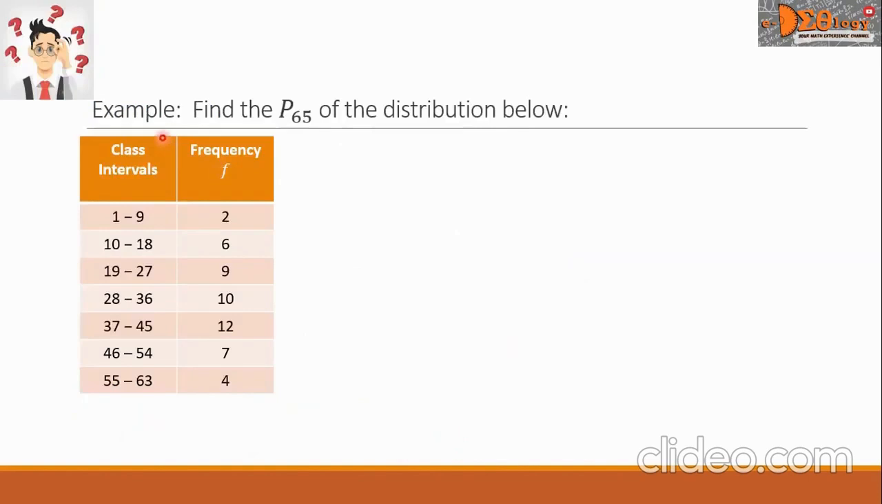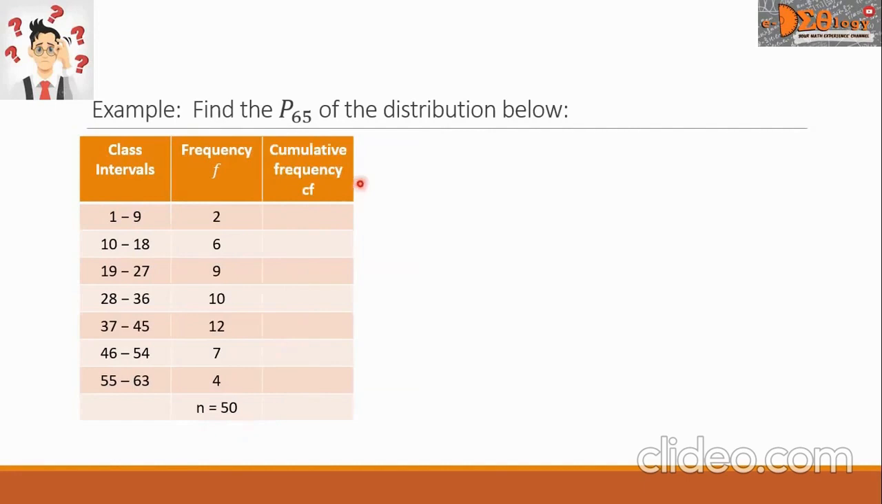Let us see this example. Find the 65th percentile of the distribution below. We have here two columns. The first column for the class intervals, where there are 7 classes. For the frequency, the numbers are here respectively. The first thing that we can do is to compute for the total number of frequency, and that is the N, which is equal to 50.